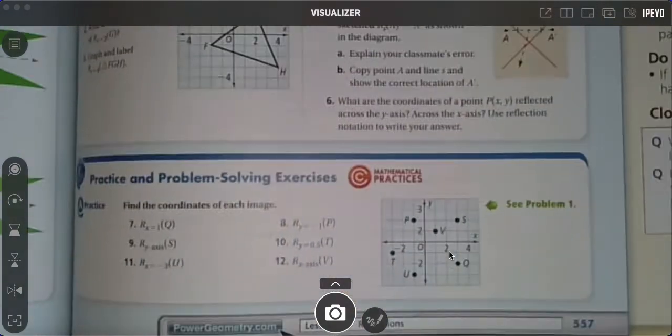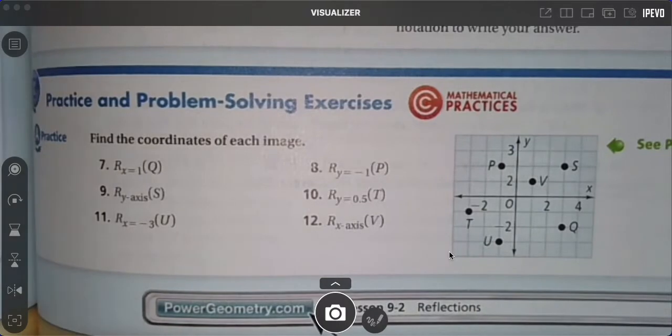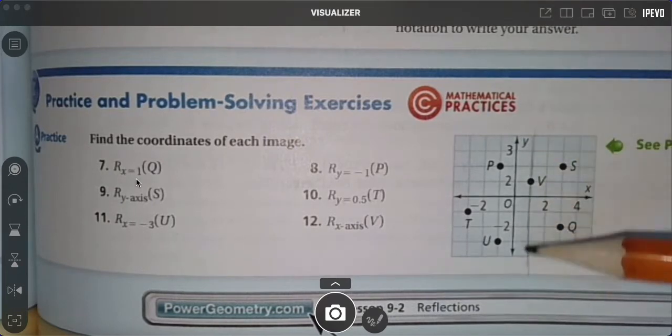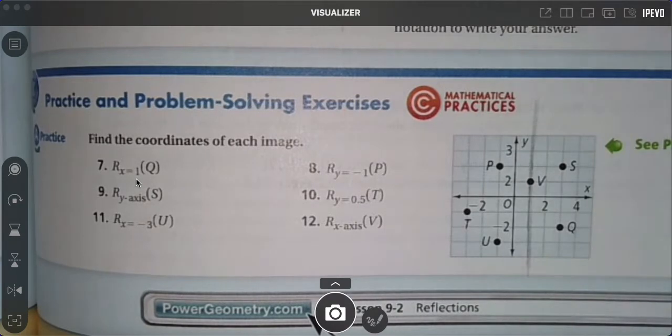Okay, here's a few right here. So on number 7, let's look at it. It says, what point am I looking at? Point Q. I think this is kind of how your worksheet's going to look. It wants me to reflect, all the R's stand for reflect, across x equals 1. That means I would go over 1 and draw a line through it. That's where I'm reflecting across. Does everybody see that? You need to draw that. Draw your line of reflection. I would just draw it with a pencil so you can erase it.